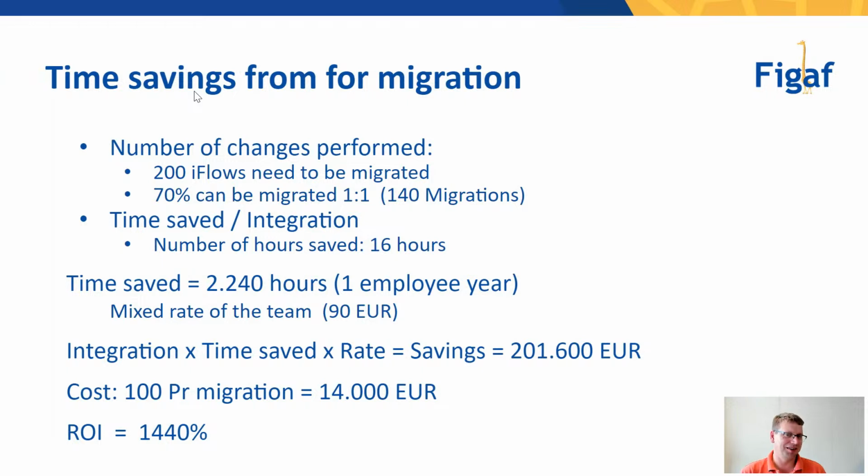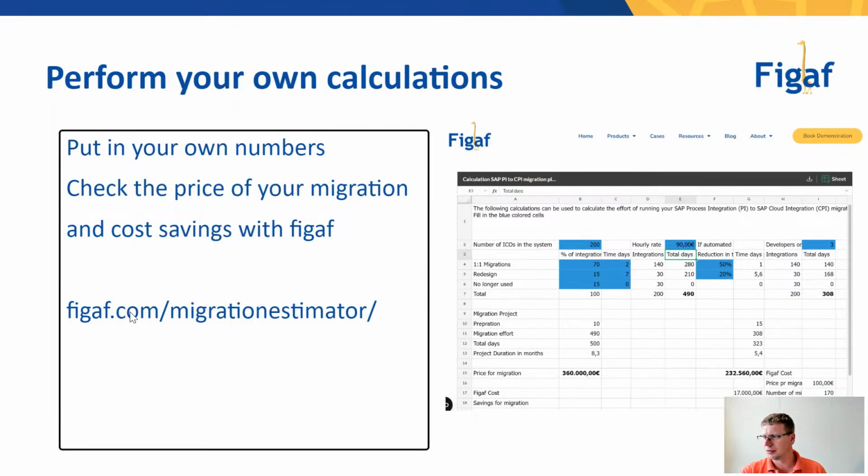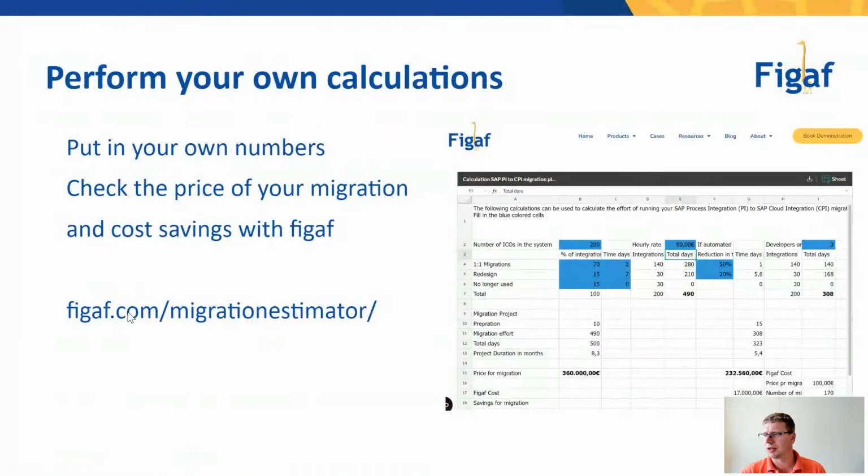Obviously, if you're getting the lower end of the 200,000 euros, there are still a lot of benefits to using the tool for these things. And yeah, you can perform your own calculation here by going to this URL. Then you can put in the numbers: how many ICOs you have, your rates, how much you think the tool can automate, and then you get out a number.